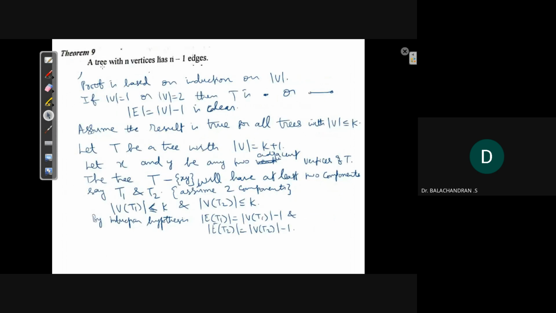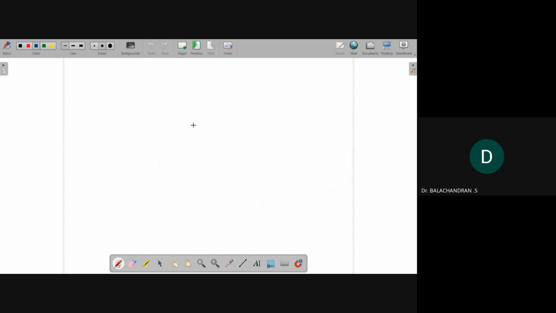Next, property number 2: a tree with n vertices has n minus 1 edges. This is a somewhat important property. What is the assumption? T is a tree. This is the assumption, with n vertices. We need to prove that T has n minus 1 edges.